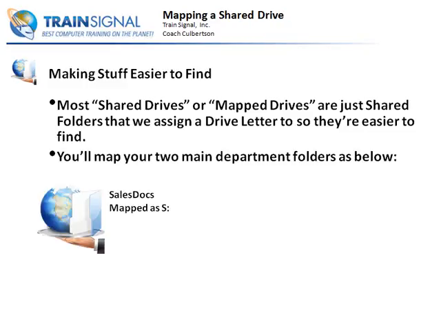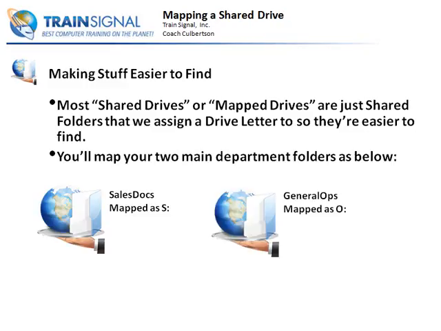So here's what we're going to do. We're going to map two main department folders. We're going to map sales docs as the S drive, and we're going to take the general ops folder we created and map it as O. Of course, we're going to have to go back and fix those permissions, right? Yeah, we'll have to do that as a quick review. So we're going to map these guys as drives, so they'll actually appear like a hard drive out of the network, but they're really just shared folders. Okay. Now, by the way, you can share an entire hard drive if you want.